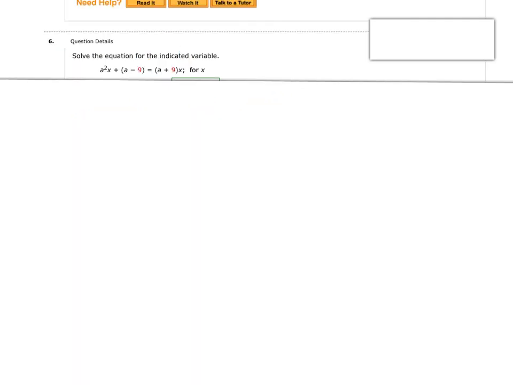All right, next up here, let's see, we're trying to solve for x again. I would go ahead and distribute that in there. So we got a squared x plus a minus 9 equals xa plus 9x. So I would get everything with an x on one side again. So I'm going to move, let's move this over here, that over there.